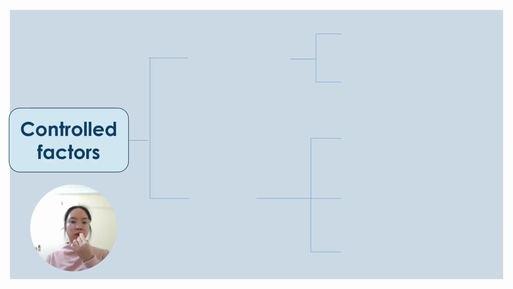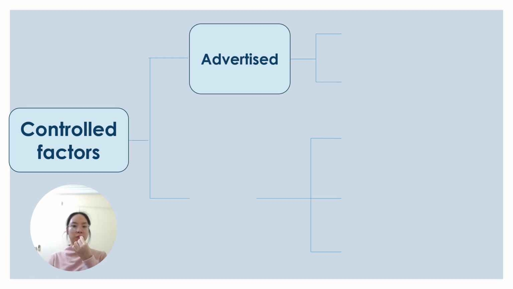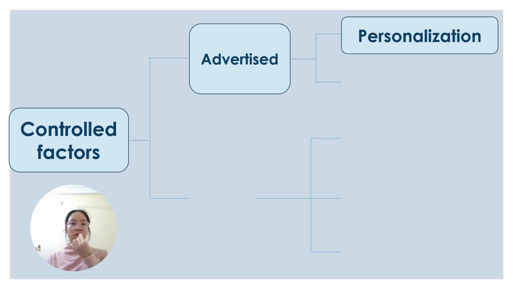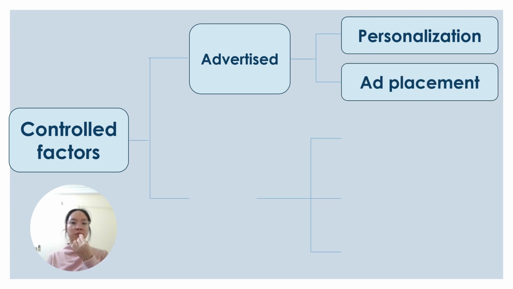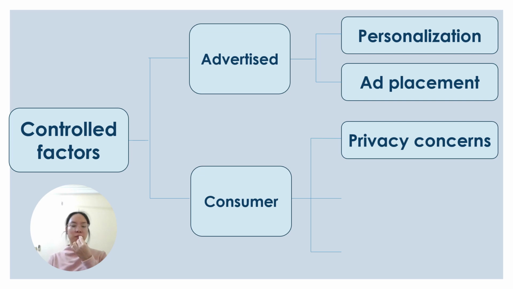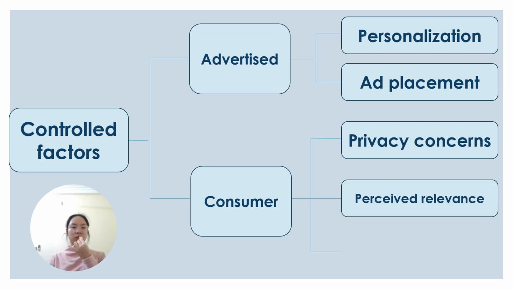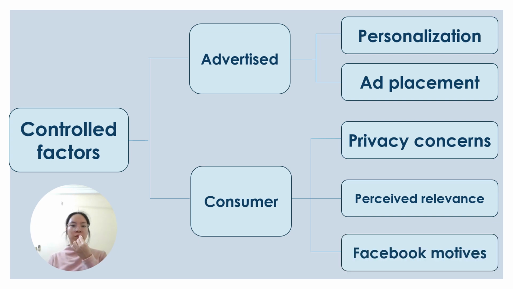Firstly, the paper focused on the interplay between two groups of factors that explain consumers' response to personalized ads: factors controlled by the advertisers, such as personalization and ad placement, and factors controlled by the consumer, such as privacy concerns, perceived relevance, and Facebook use motive. It examines the evaluation and perceived outcome of personalized Facebook advertising, as well as how these factors interrelate, in which perceived relevance and Facebook use motive play a vital role.